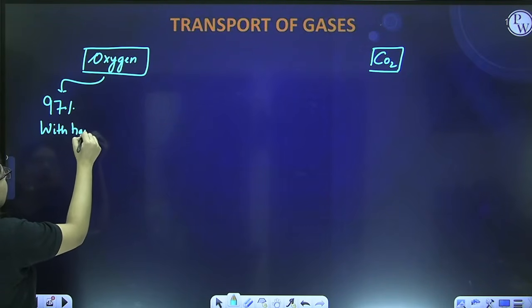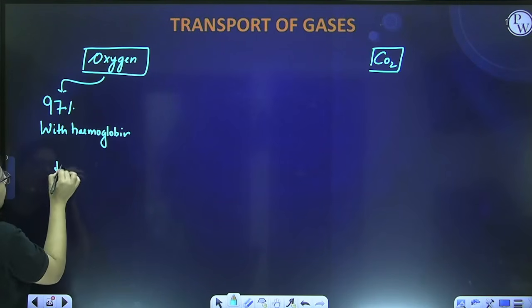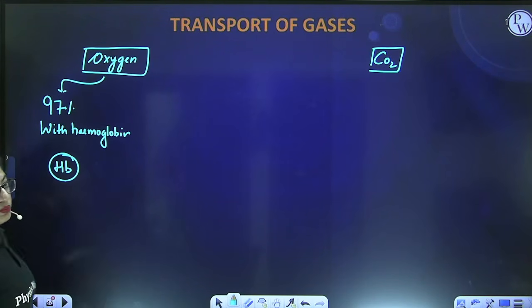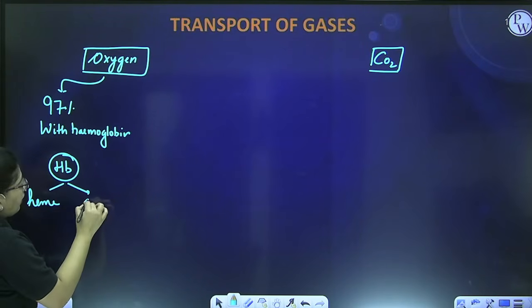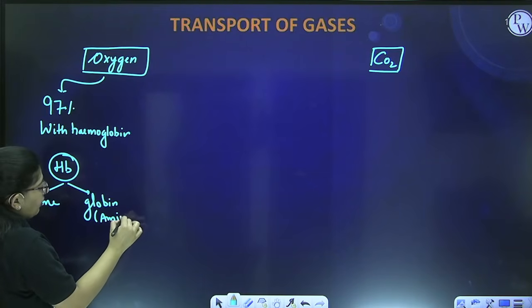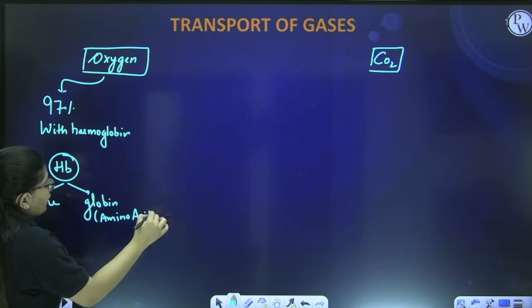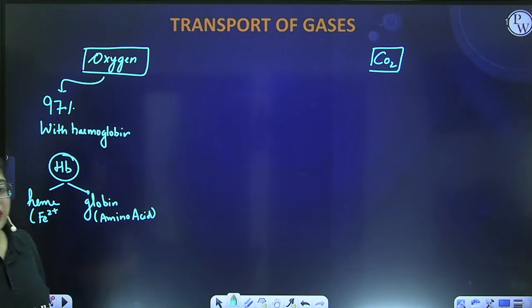How does oxygen bind with hemoglobin? If you know the structure of hemoglobin, I am writing it in short form, HB. It consists of two parts. One is heme, another is globin. Globin is made up of amino acids, whereas the heme part contains iron.